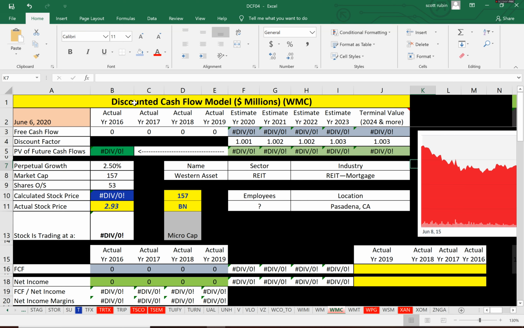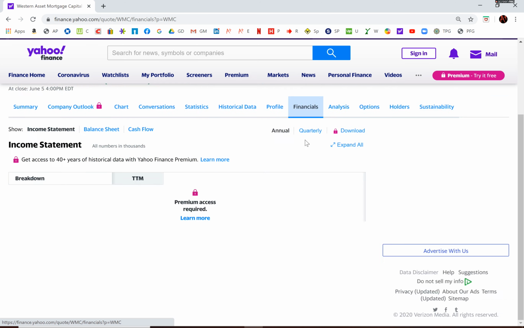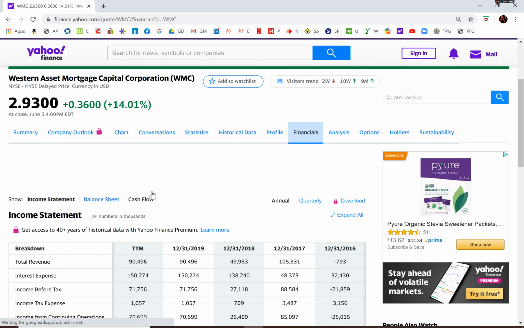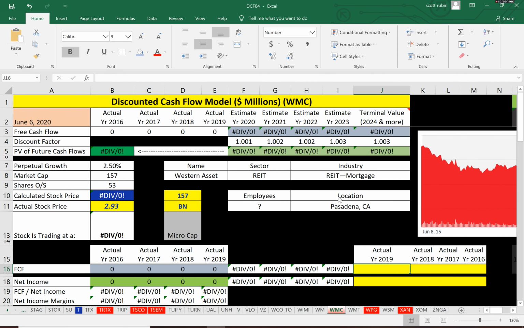So let's get the actual free cash flows. Free cash flows are the cash that's left over after operating your business. If you have positive free cash flow, then you're adding cash to the business and adding value to your investors. And if you have negative free cash flow, like they did in 2019, then you're going into debt to fund your business.